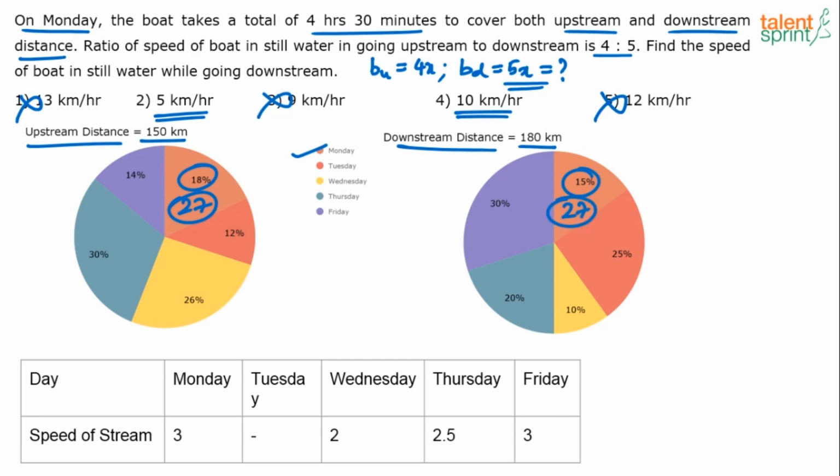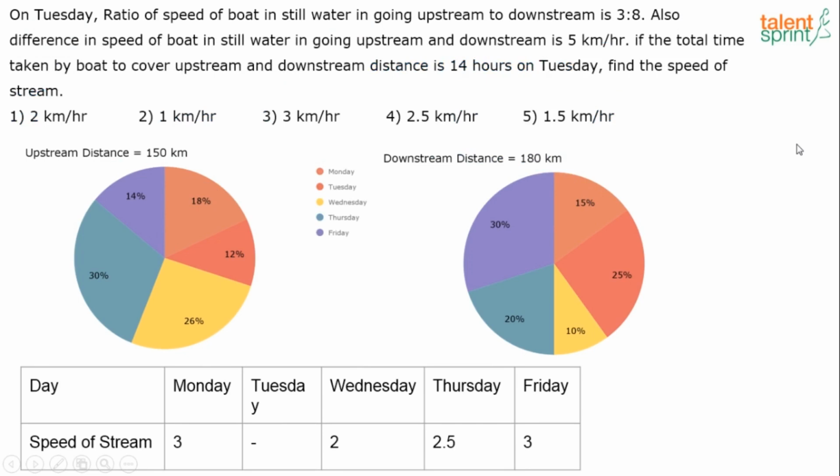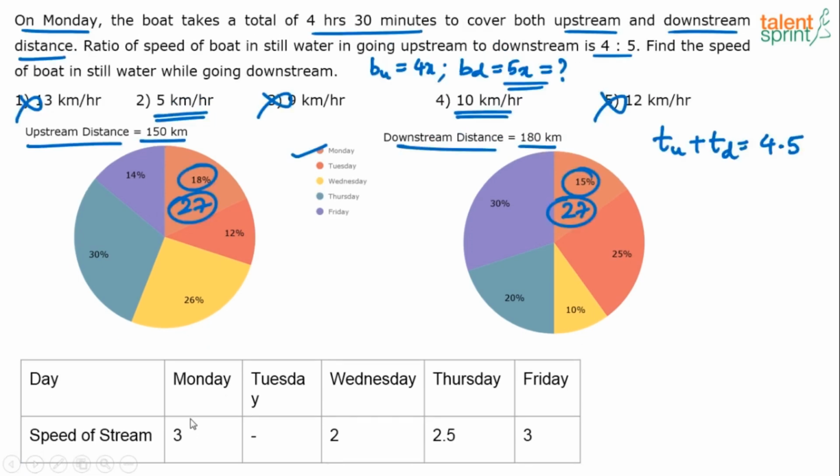The total time taken to go upstream plus time taken to go downstream is equal to 4 hours and 30 minutes. 4 hours and 30 minutes is 4.5 hours. So solve this now. By the way, the speed of the stream on Monday is 3. That also is important, right? That will be needed. Now what is time? Distance by speed. So 27 by what is upstream speed?